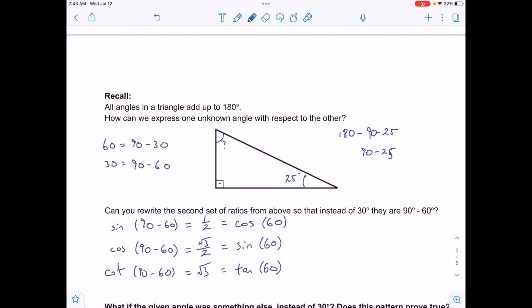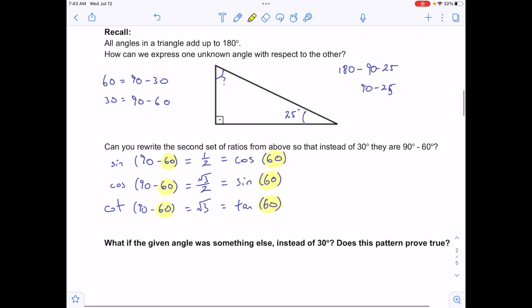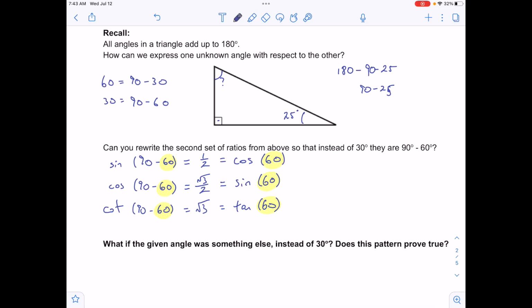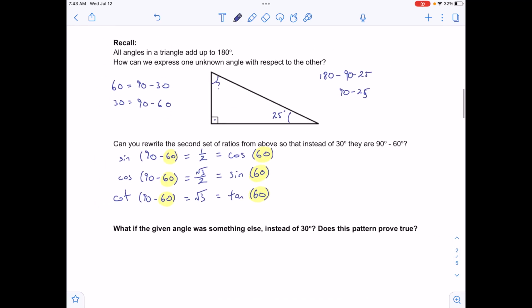Why is this interesting? Because look at the number here. The second number in our bracket matches up with the exact angle which is being applied to those ratios. I wonder if this proves true, this sort of pattern here, for any angle. Let's give it a test.